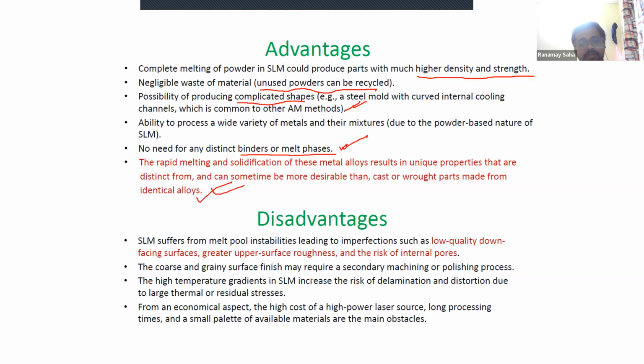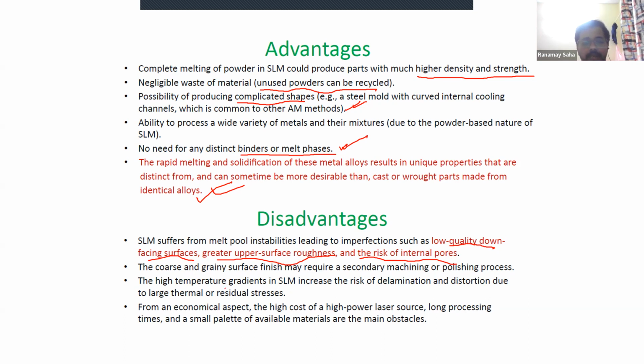However, the disadvantages are related to the imperfections such as low quality down facing surfaces. Okay, then greater upper surface roughness and the risk of internal pores. So all these are issues related to this selective melting process. And then often you get a coarse grainy surface which gets machined. So post processing again adds up to your total machining time.